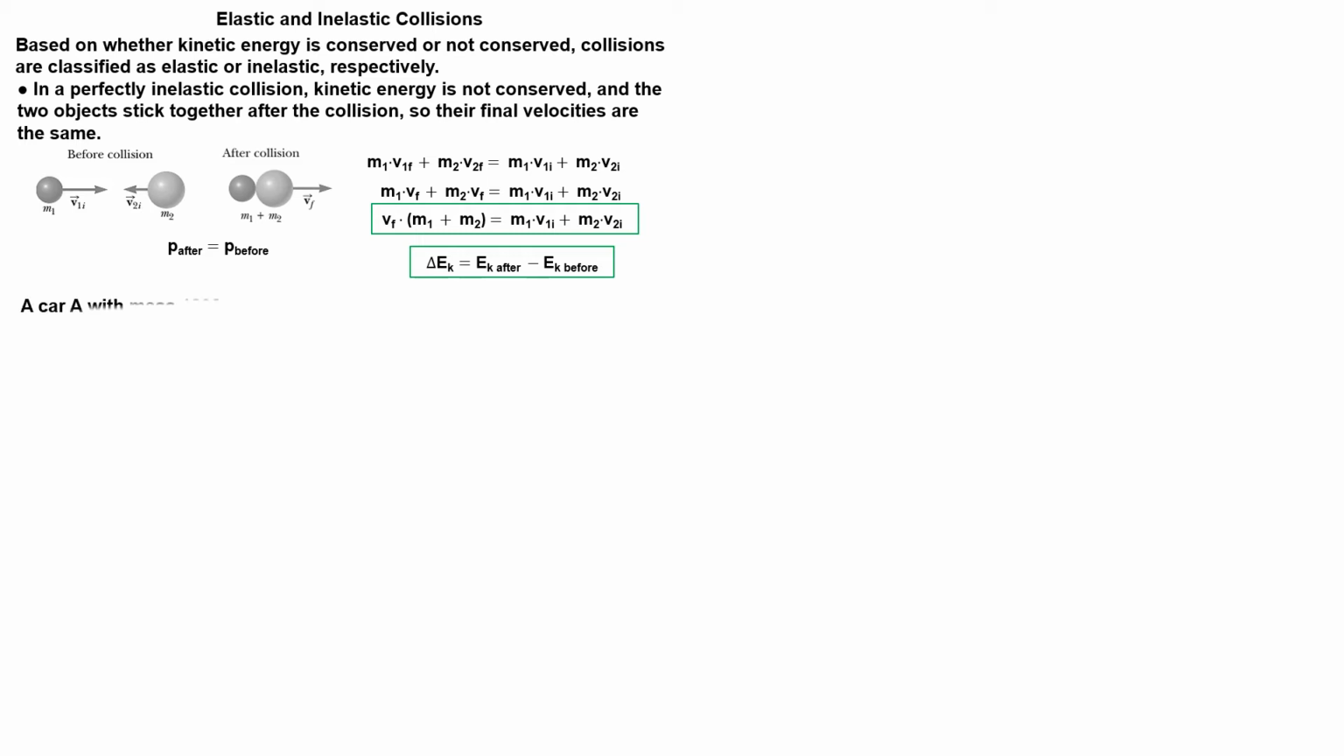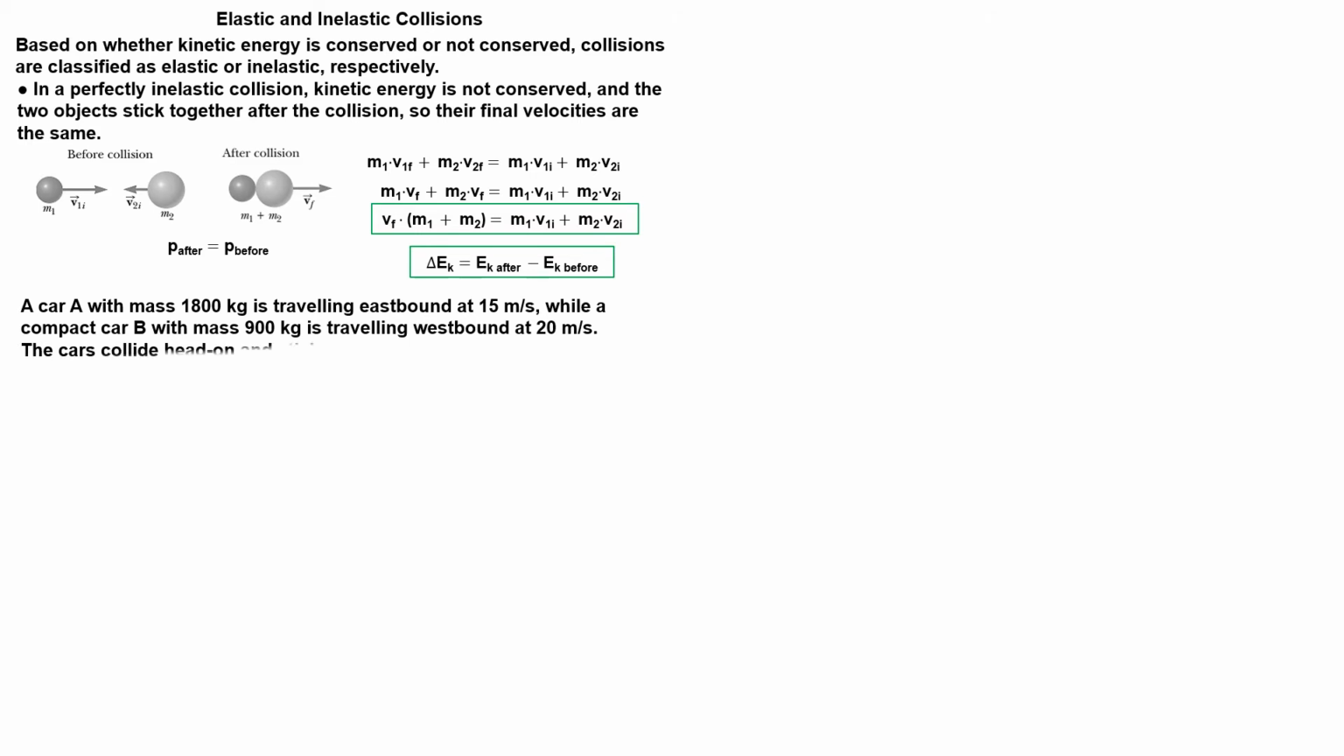A car A with mass 1,800 kg is traveling eastbound at 15 meters per second, while a compact car B with mass 900 kg is traveling westbound at 20 meters per second. The cars collide head-on and stick together. Find the change in the kinetic energy of the system.